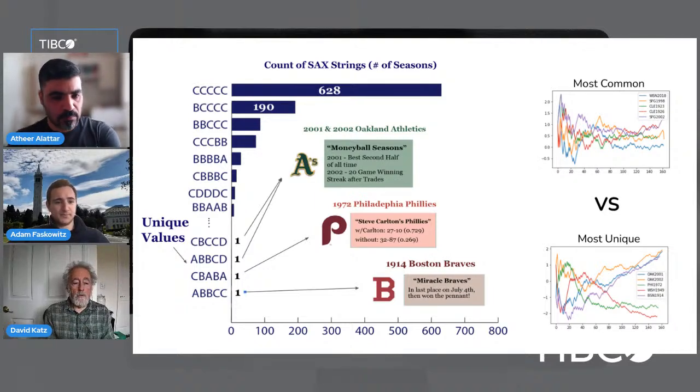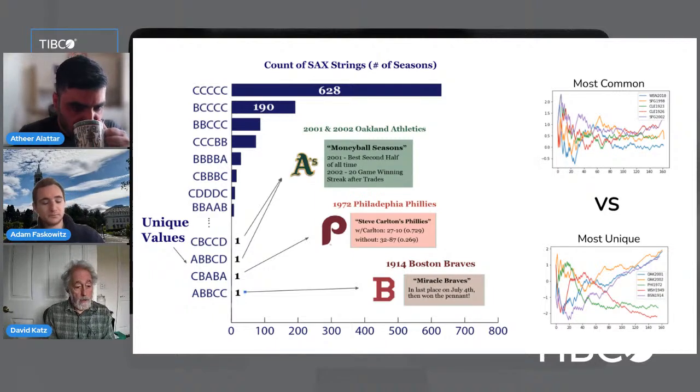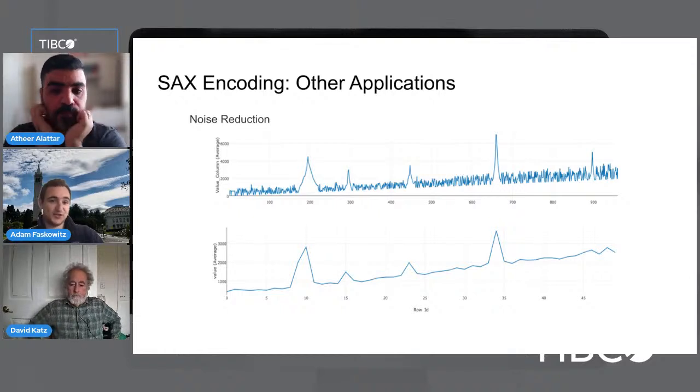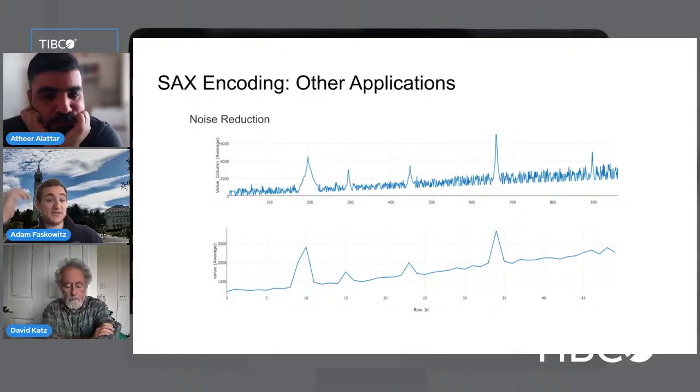Right, but I would just mention that when you have a very large data set, it is helpful to have something like the TIBCO data science node, because I believe it parallelizes the logic and is very efficient. Yeah, and that's what I'll turn to as my final slide here, just to show an example of a different application. This is using SAX encoding for noise reduction.